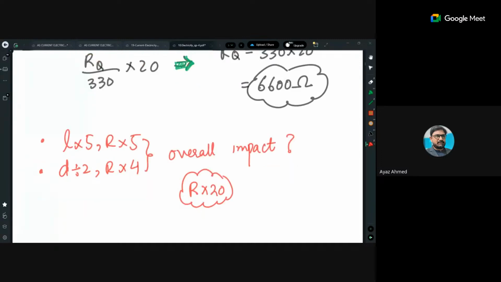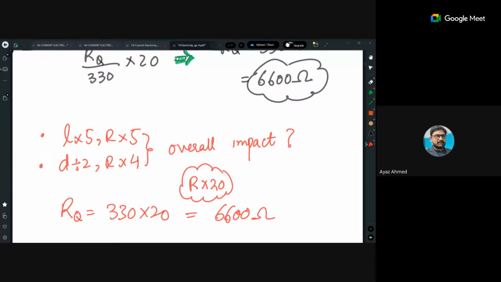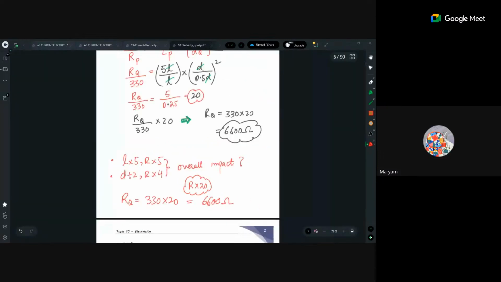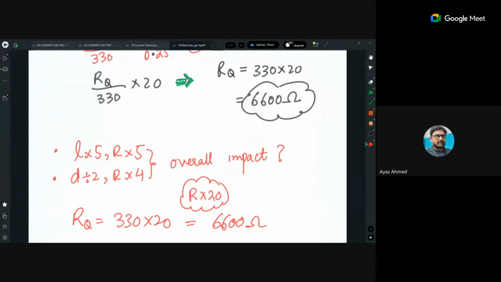तो अगर resistance आपकी 20 times हो गई तो इसका मतलब resistance of Q is how much? 330 into 20. So you will get the same answer, 6600 ohm. That's it. So practically, this question should be at least a 5 or 6 mark question. Never ever in the history of IGCSE 3 ये क्वेश्चन 4 नंबर का ही है और 4 का ही बनता है. बेसिकली आपको एग्जामिनर कितना सपोर्ट करता है मैं आपको बताता हूँ.